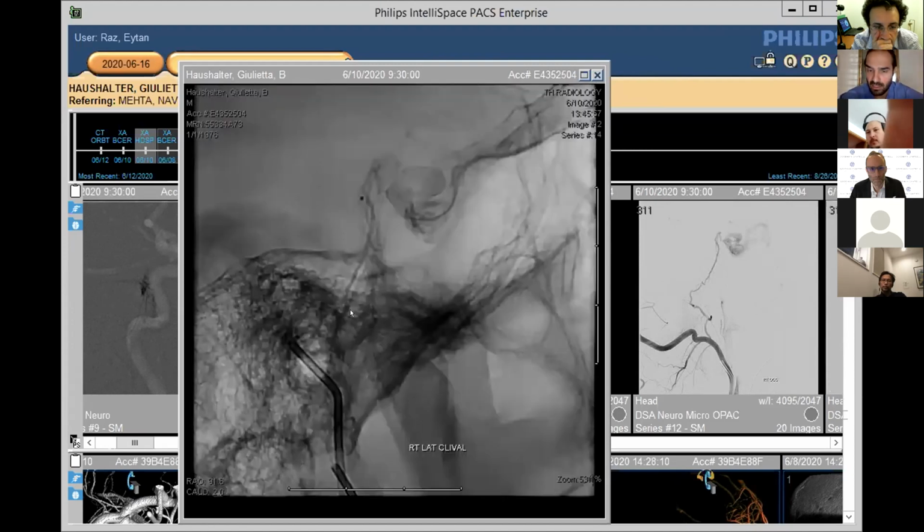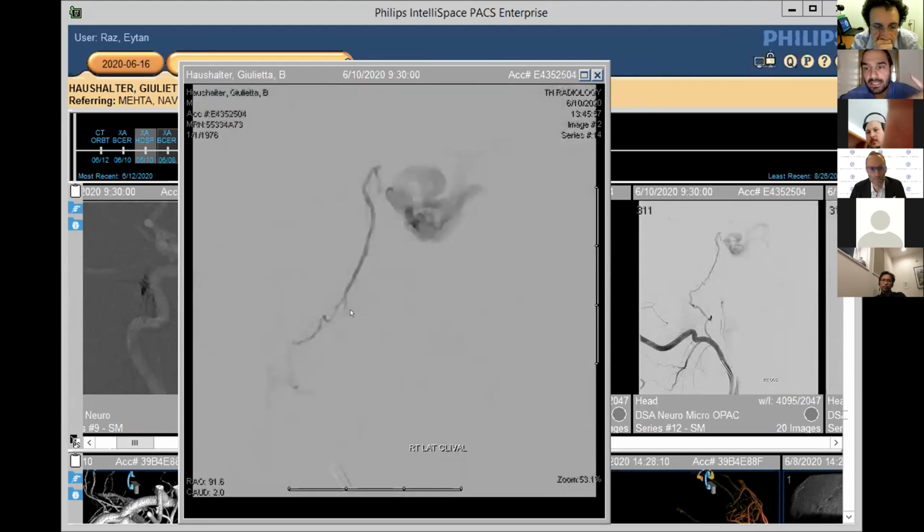Going back to this image, one of the things that becomes really important is the collateral connection with the supply from the ICA. Is it possible that if we inject the glue from here, we have retrograde filling of the ICA, causing a potentially catastrophic complication in such a patient? So how to explore that? This particular image is not representative of what would be the flow toward the end of your glue embolization.